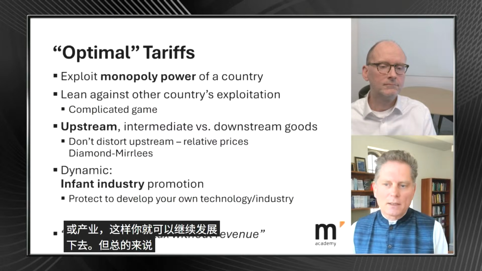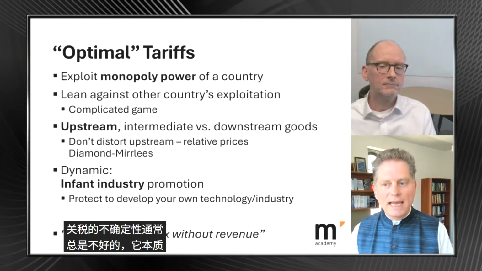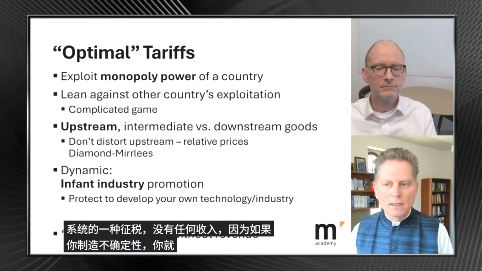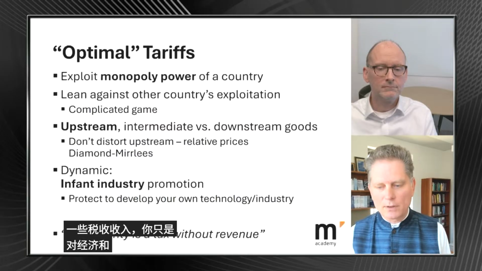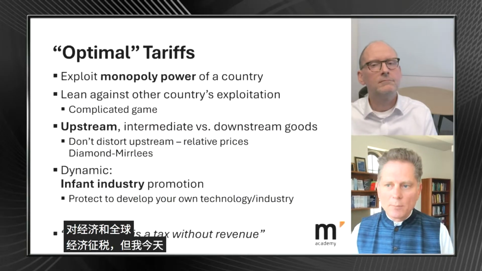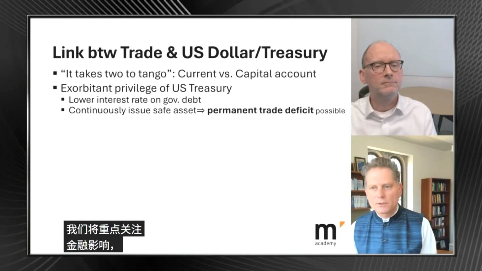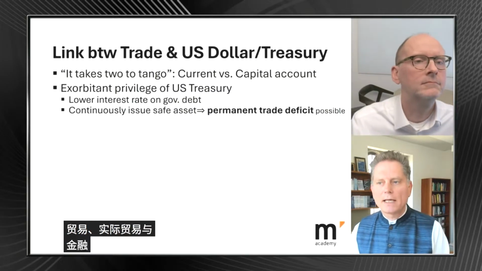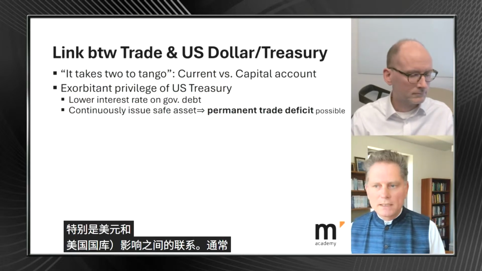But in general, the uncertainty about tariffs is typically always bad. It's essentially a tax on the system without any revenue, because if you create uncertainty, you don't create tax revenue, you just create a tax on the economy, on the global economy. But what I want to focus on today, and we will focus very much on the finance implications, is the link between real trade and the financial markets, in particular the US dollar and the US Treasury. And typically, the current account and the capital account are connected.